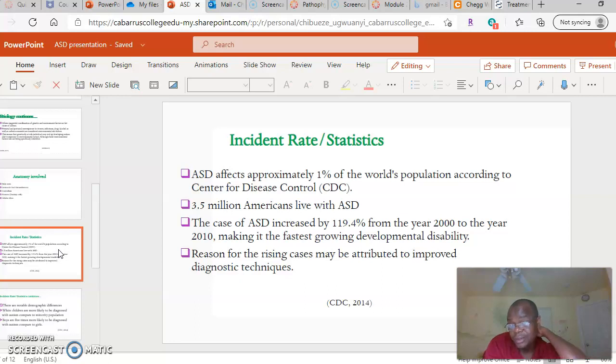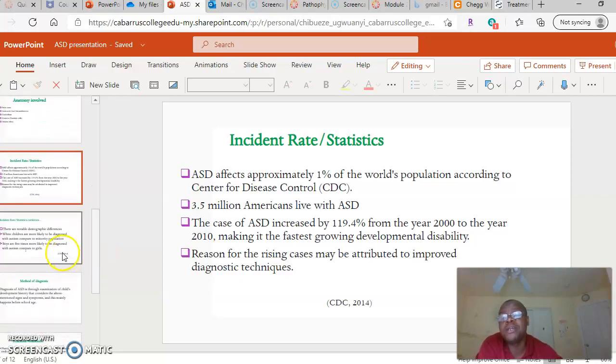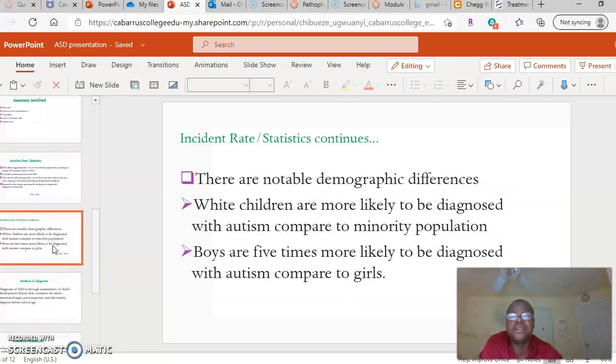The reason for the rising cases may be attributed to improved diagnostic techniques, because back in the days they diagnosed autism differently, and because of the update in the diagnostic manual, other conditions were included as criteria to diagnose autism, thereby shooting the rate up. So, better diagnosis, increased rate.